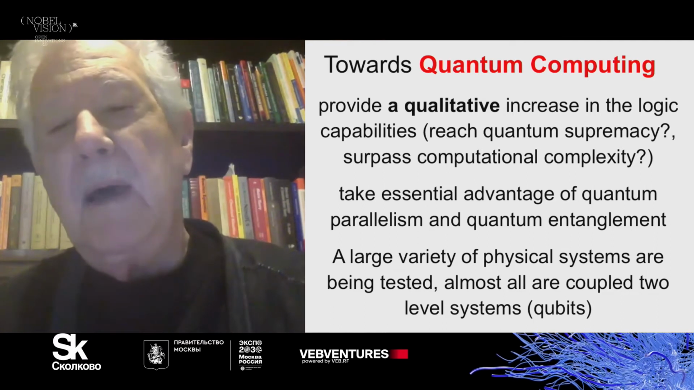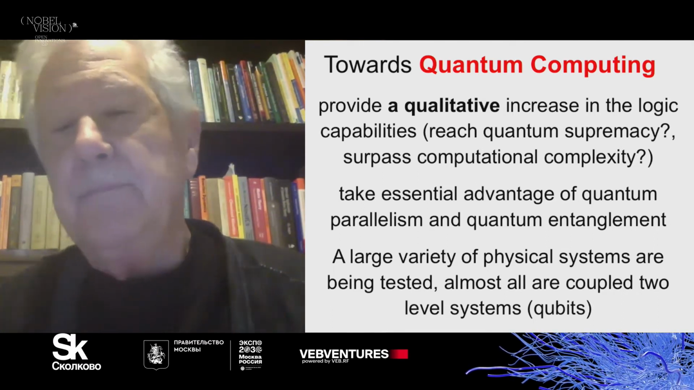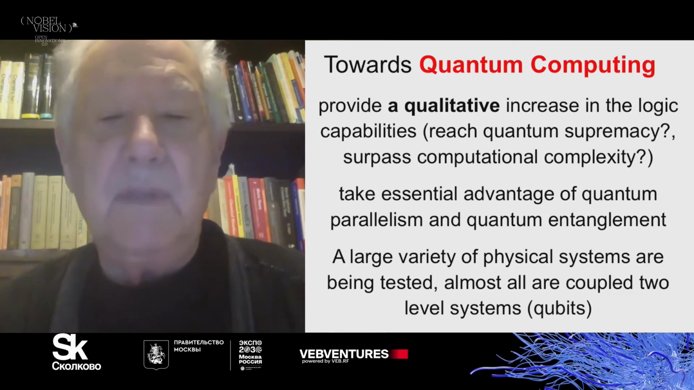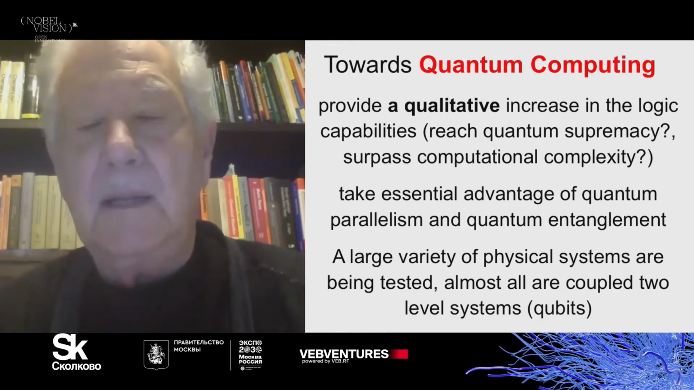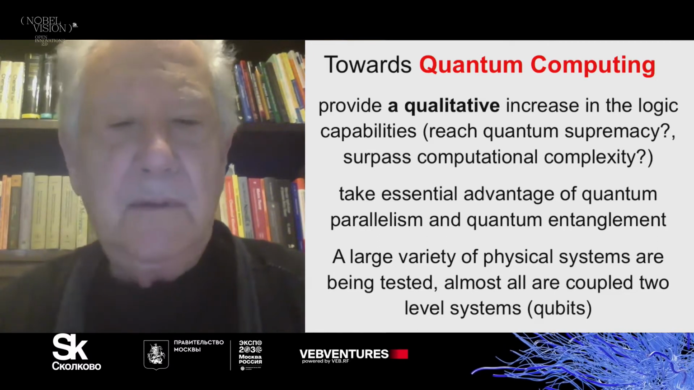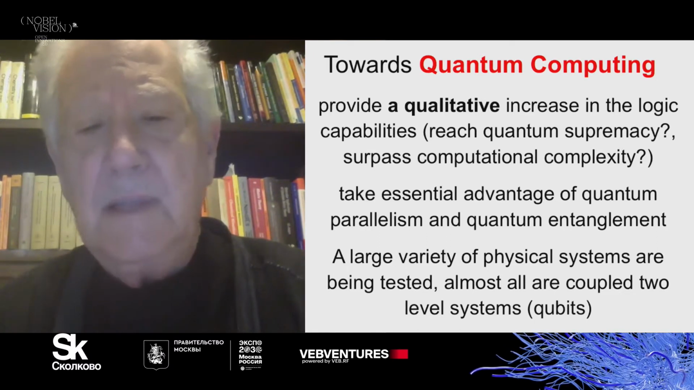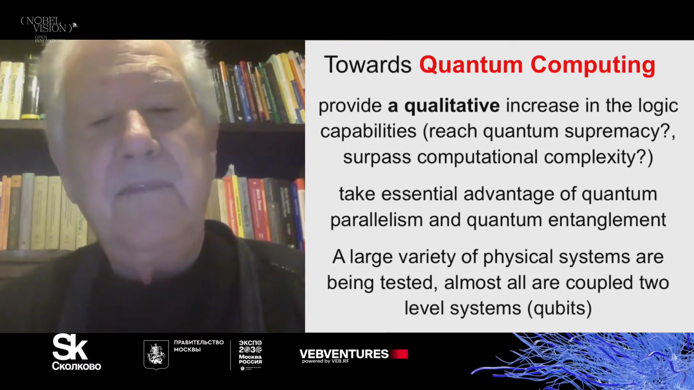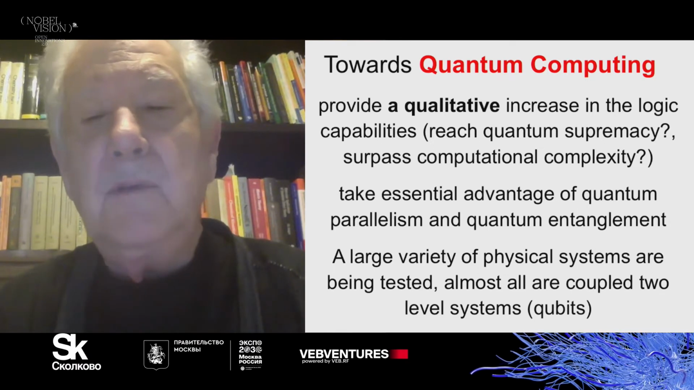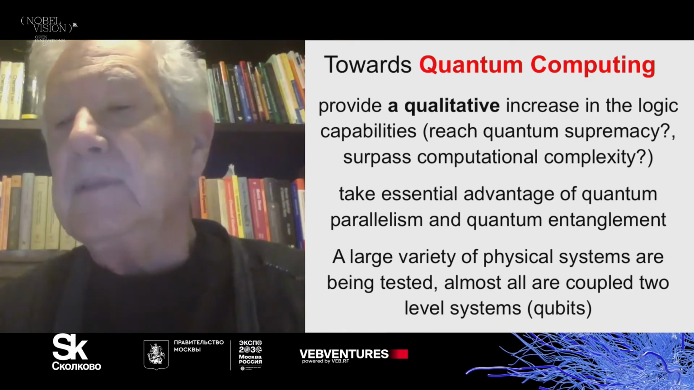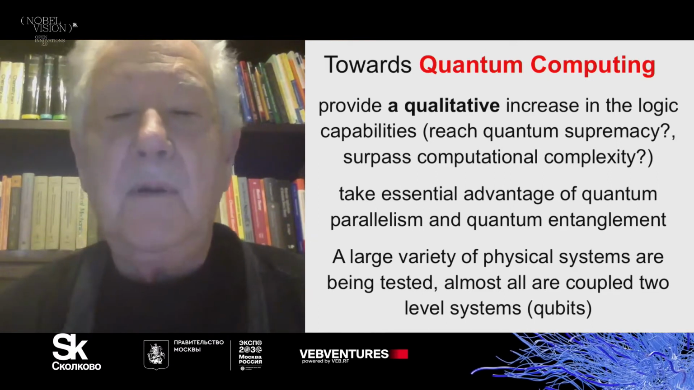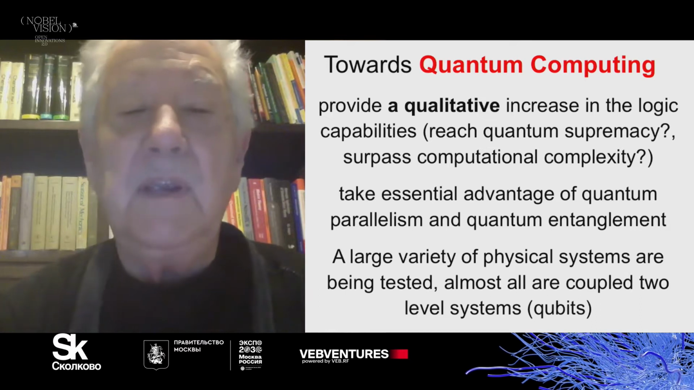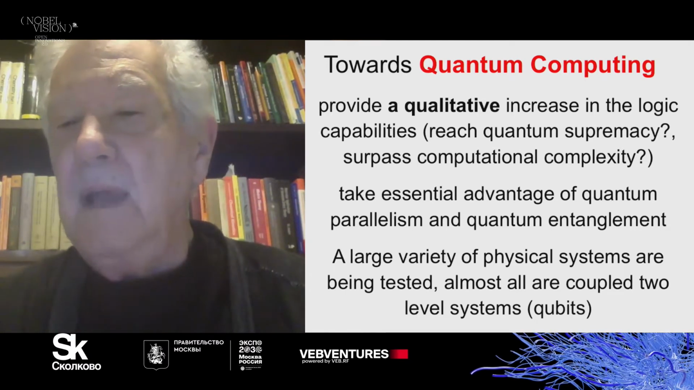Some people talk about reaching quantum supremacy. By this, they mean that one can do things that are impossible to do by a classical computer. I'm not very fond of this because it's not very clear what the criteria is. I rather think about making new computational complexities available. For example, computations which would take forever on a classical machine that can be done in finite time.